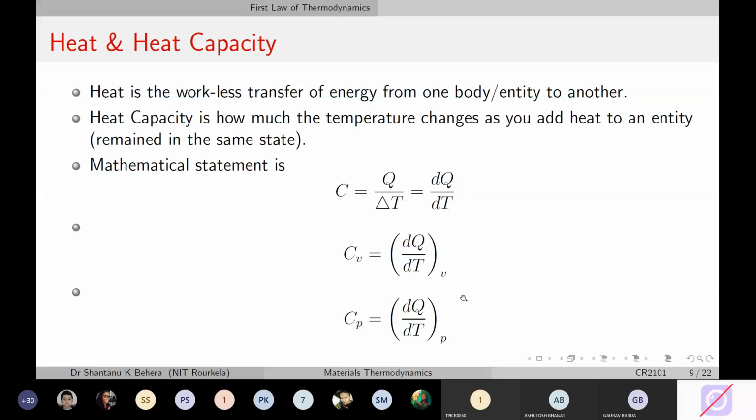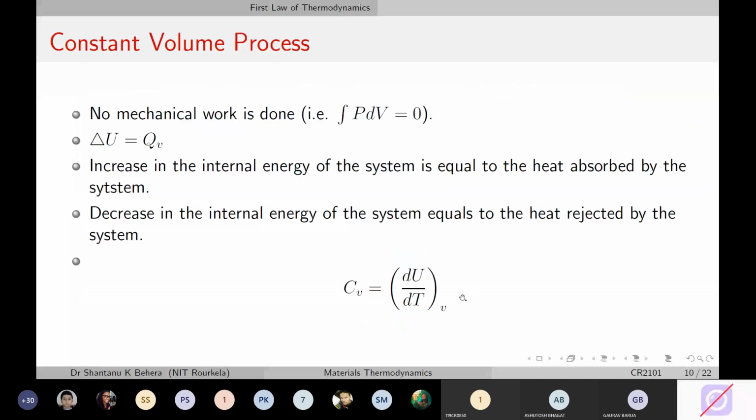So if you talk about a constant volume process, then the volume change is zero, which leads to the work done being zero. There's no work done. And if you go back to the first law of thermodynamics, you see that because this term is coming to zero, the internal energy change is simply the heat transfer.